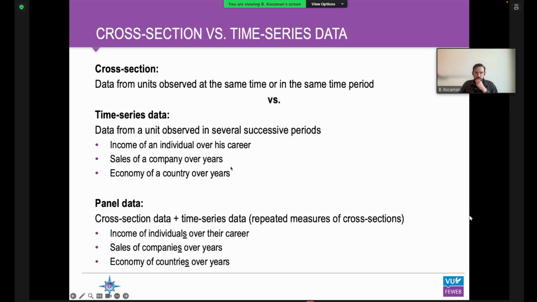So if we look at, for instance, the GDP of the Netherlands over 3 years, and this represents our data, then this is time series data. But if we look at, I don't know, the GDP of 100 countries through the years, then this will represent panel data because it has a cross-section and also a time element.